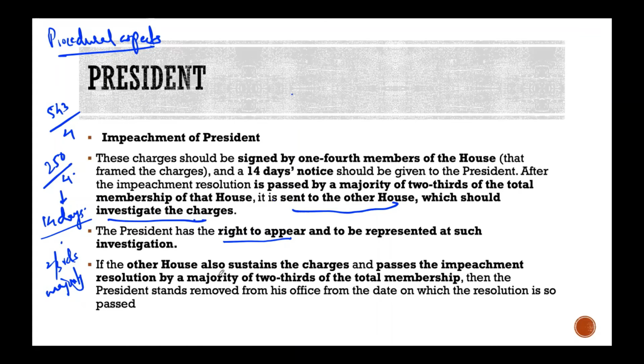So if the other house also sustains the charges, whatever charges the first house framed, if the other house also agrees with this and passes it with a 2/3 majority, what happens is the president stands removed. Now, a couple of things are important takeaways from the impeachment.